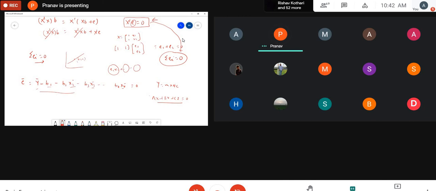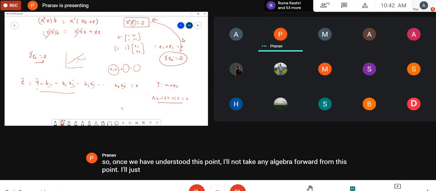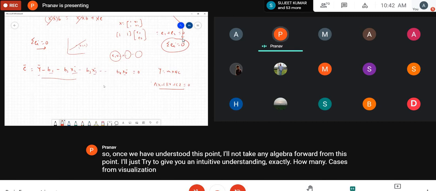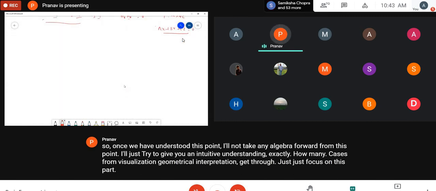So, once we have understood this point, I'll not take any algebra forward from this point. I'll just try to give you an intuitive understanding कि exactly हम ये कर क्या रहे हैं, कैसे इसको हम visualize कर सकते हैं geometrical interpretation के through. Just focus on this part. Very simple.